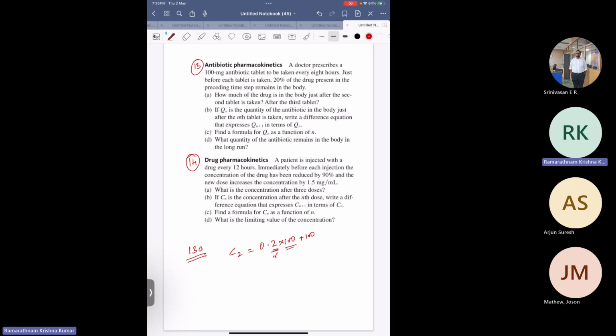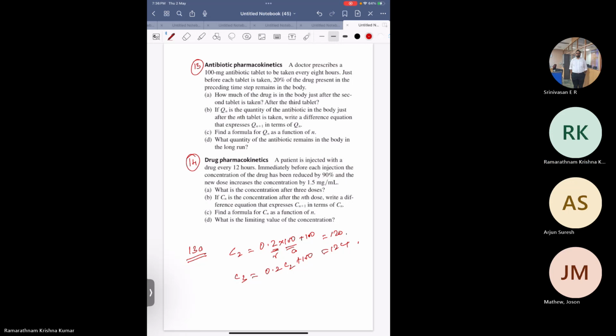So this is A, yes, this is 120. C3 is easy to calculate from this itself: 0.2 into C2 plus 100. That is A plus AR squared actually. So I can say 0.2 into C2 plus 100, plus 100. So what? 124. 124, right? And so on.